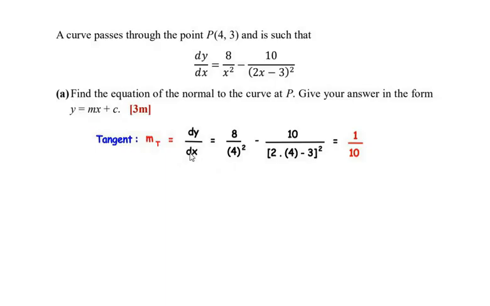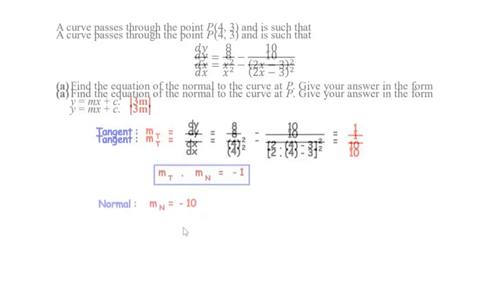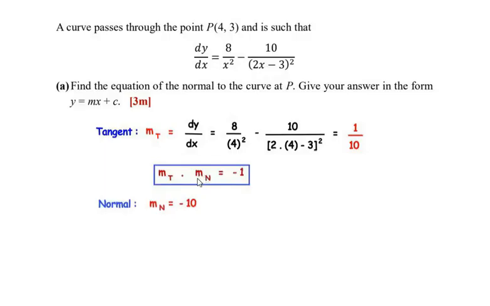Now to find the gradient of the normal we are going to use the relationship: gradient of tangent times gradient of normal is equal to -1. Now this condition is used when the lines are perpendicular to each other. So here we are going to just take the reciprocal. So 1/10 becomes 10/1 or just 10, and we are going to change its sign. So here it is positive, so here it is going to be negative. So the gradient of the normal is going to be -10.